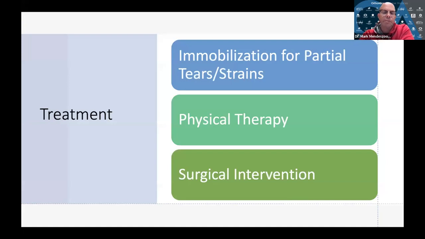Treatment is immobilization for partial tears and strains. Try to catch them early. Aggressive physical therapy, regenerative medicine, and then there's surgical intervention. Acute injuries, such as an acute tendon tear, Achilles tendon tear, typically will need surgery if the person is athletic. If it's a partial tear, there have been some new minimally invasive techniques that can help with chronic scar tissue in the Achilles tendon, combined with regenerative medicine, and a lot of times people can avoid a major reconstructive surgery.